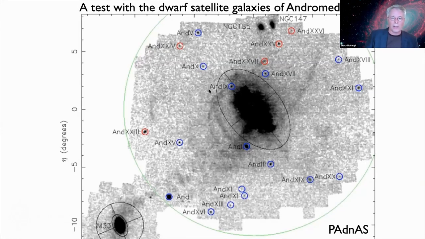An opportunity to do this came up in the early teens when the PAndAS survey was imaging. This is Andromeda, which is the nearest large spiral to us, which has many dwarf satellite galaxies, which are conveniently circled for you so you can see where they are. And they were discovering new ones. Some of them were already known, hence the red and the blue, but others they were discovering brand new. And with MOND, all I need is to see how bright that is, and I can predict the velocity dispersion.